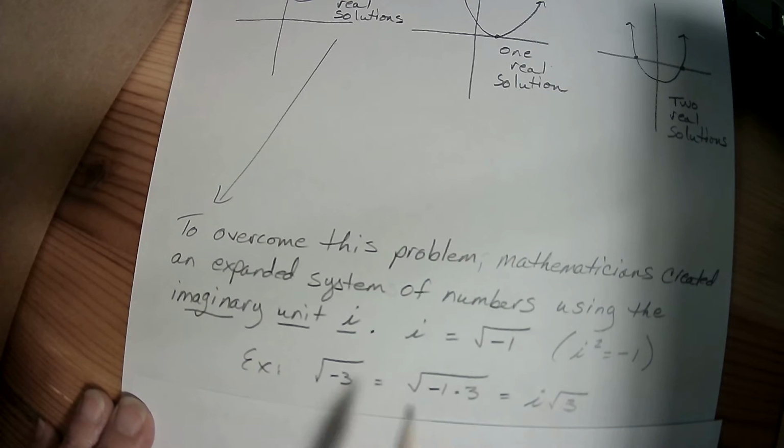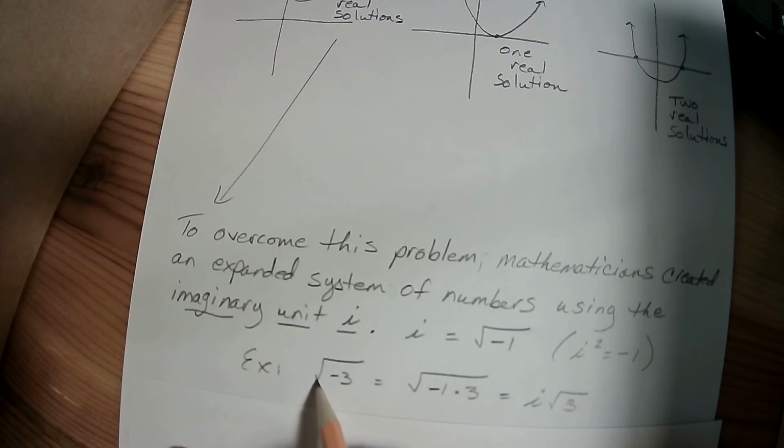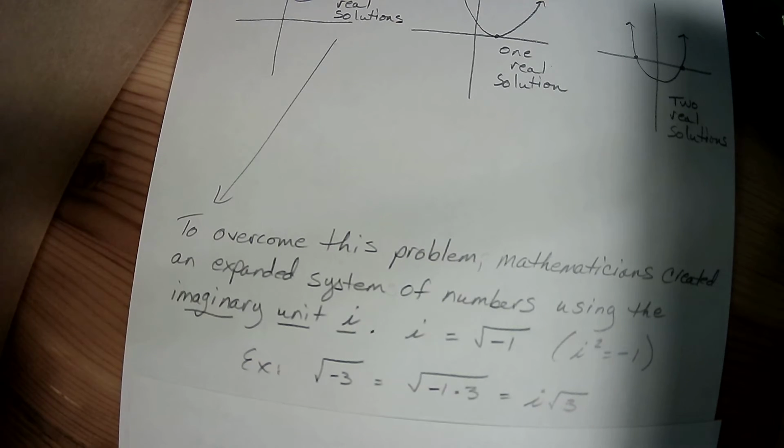So for example, earlier I said you can't find the square root of negative 3, but you can if you use imaginary numbers. So the square root of negative 3 is the square root of negative 1 times 3, but we've just determined that the square root of negative 1 is actually i. So the answer to this would be i square root of 3, and that's how you say that.